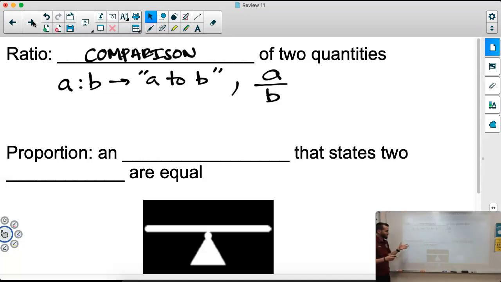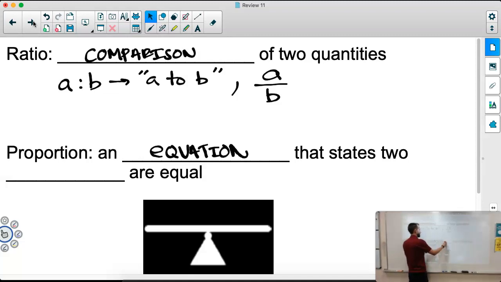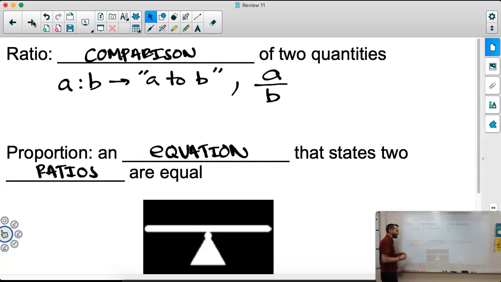A proportion then is an equation that states that two ratios are equal. Okay? Let's see this little balance scale where we're trying to make them equal. When a fraction is equal to a fraction. And the beautiful thing is we can use ratios to find out things about a bigger situation. Let me give you one simple example.